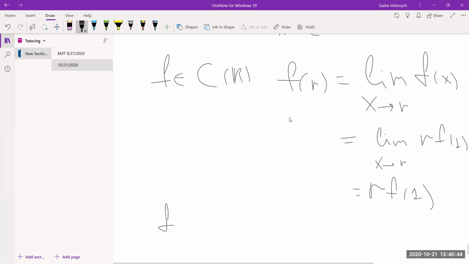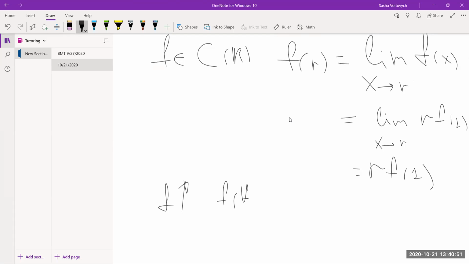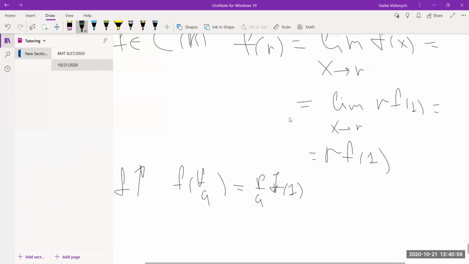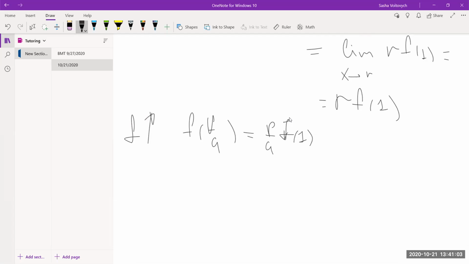So if f is increasing or equivalently decreasing, again, we have f(p/q) equals p over q f(1). So now we want to consider some irrational points, and we will bound it from both sides by sequences of rational numbers.